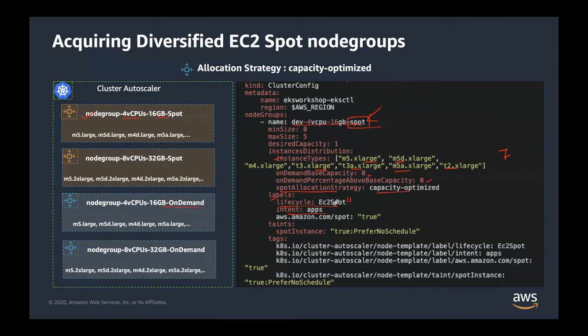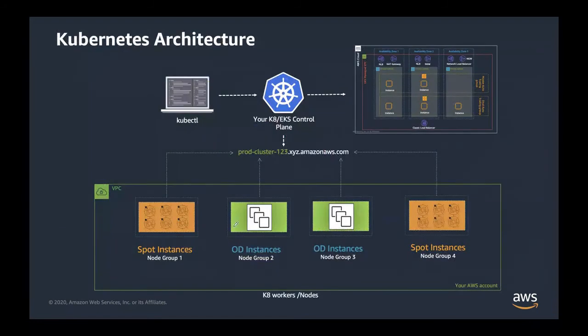So with Kubernetes, you can play with lots of options. What I'm doing is creating 4 node groups, 2 for spot of different sizes, 2 for on-demand of different sizes. Now, if you go back to this example, you know why I created these node groups: it's 4 CPU, 4 CPU, 8 CPU, 8 CPU.